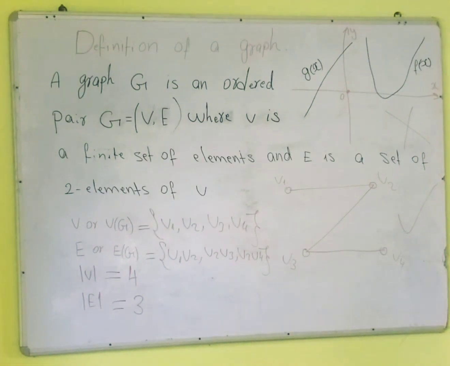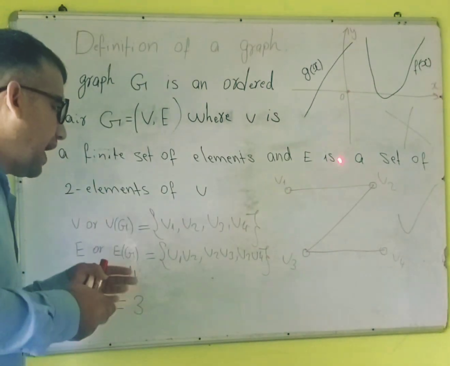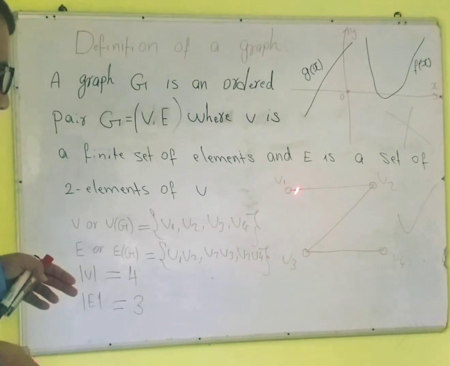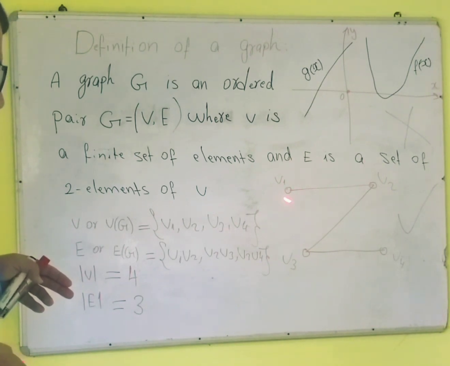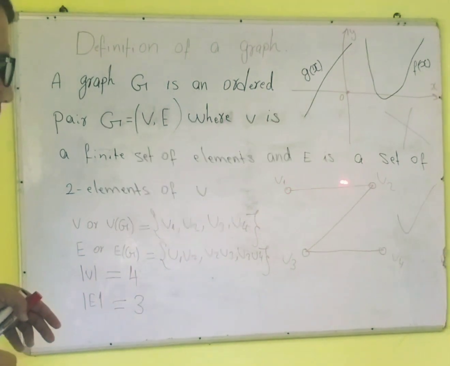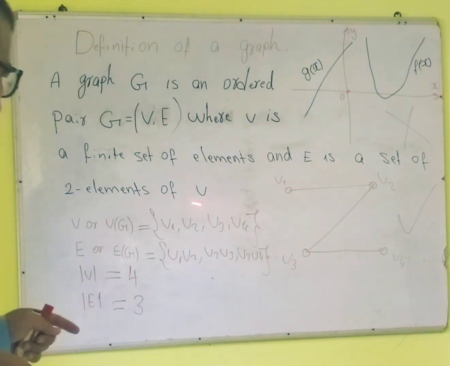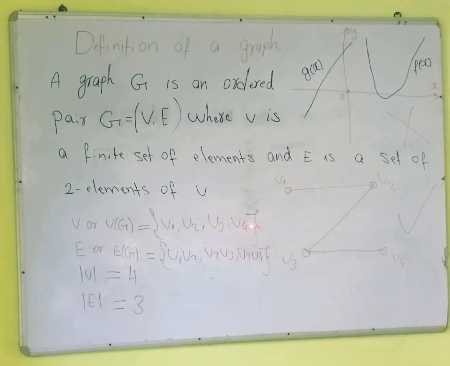In the field of graph theory, a graph has some vertices, some points, or some lines. The points we call vertices, and the lines we call edges. The set of vertices we denote by V or V(G). Look at this graph. The set of vertices of this graph has 4 vertices. We can write V1, V2, V3, and V4.